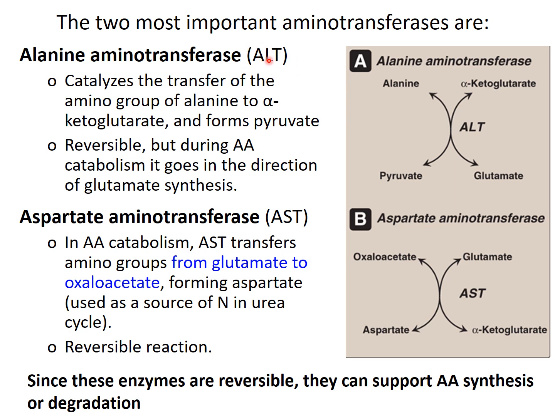So what does it mean, ALT? Alanine is giving its amino group to alpha ketoglutarate to produce glutamate and pyruvate. You remember alanine is the major source for gluconeogenesis. Pyruvate is channeled into the gluconeogenic process.